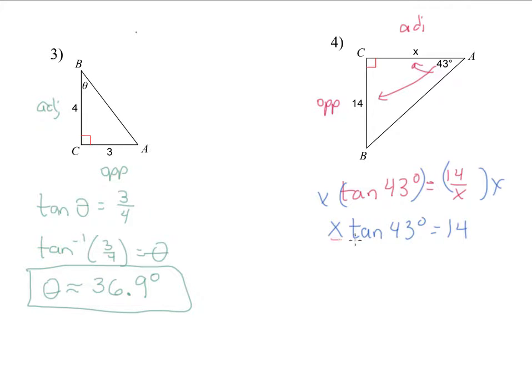Now we're going to divide each side by tangent of 43 degrees. So x is equal to 14 divided by tangent of 43 degrees. Punching that into my calculator, I get x is approximately 15.